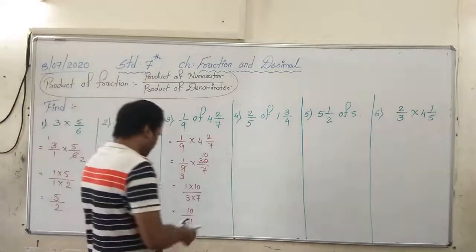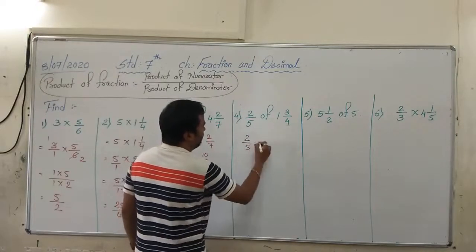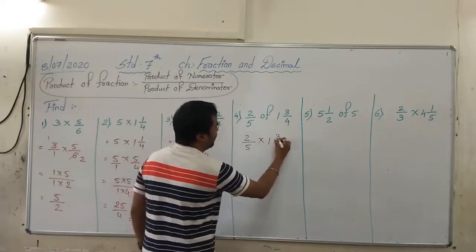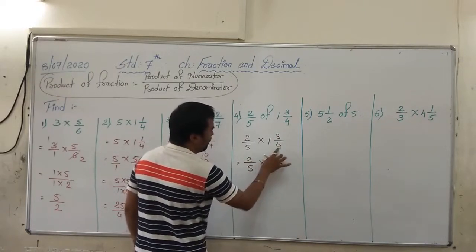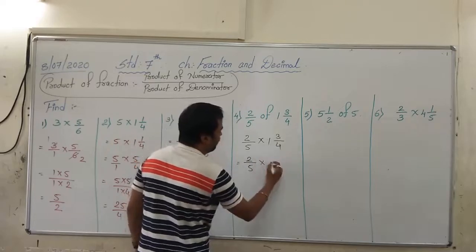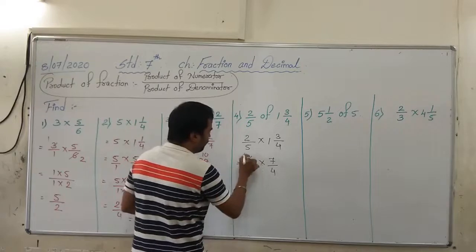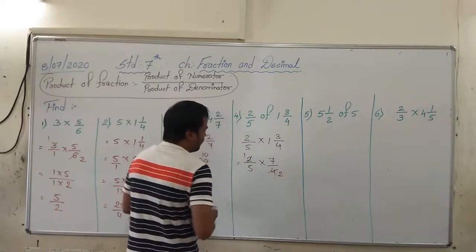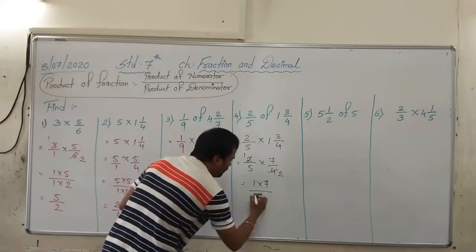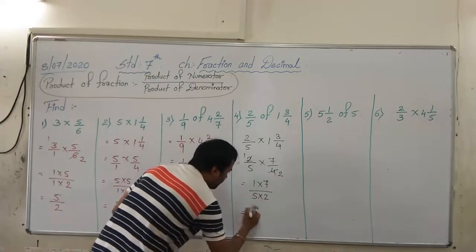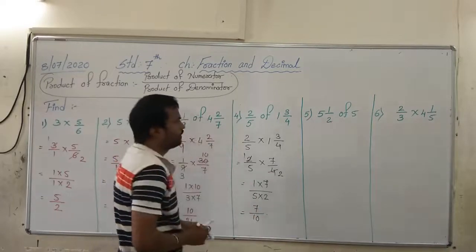Similarly, the fourth sum you can solve it as 2 upon 5 multiplied by 1 integer 3 upon 4. So that is 2 upon 5 multiplied by 4 ones are 4, 4 times 5 is 7 upon 4. Cancel whatever is possible. 2 ones are 2, 2 2s are 4. So that is 1 multiplied by 7 upon 2 multiplied by 5. So that is equal to 7 upon 10.